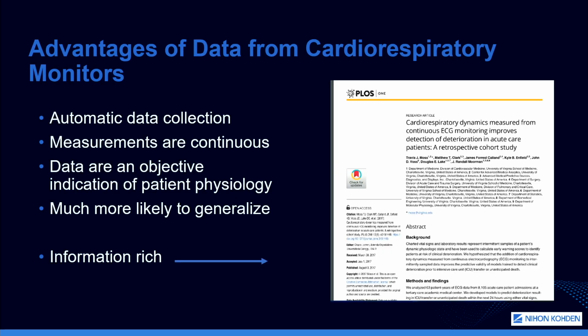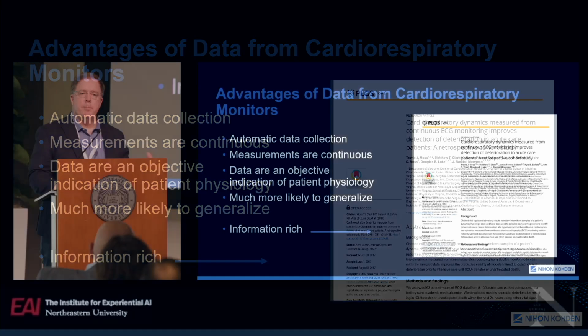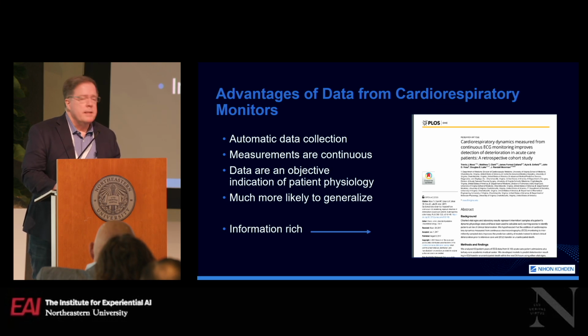Here are some of the advantages to using this form of data in predictive models. One is data collection's automatic. No additional tests have to be performed. Measurements are continuous, so a model can be updated through time. And then data are an objective indication of patient physiology. And by this I mean a clinician did not have to order an additional test.